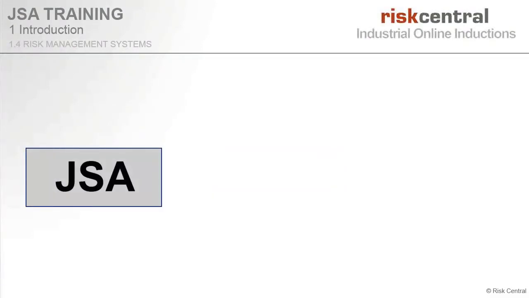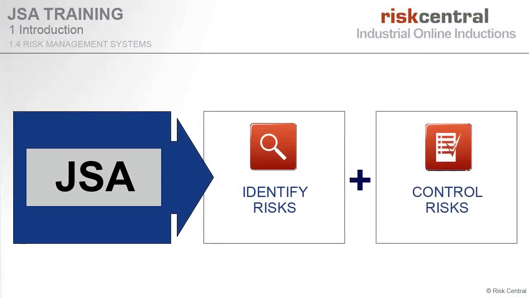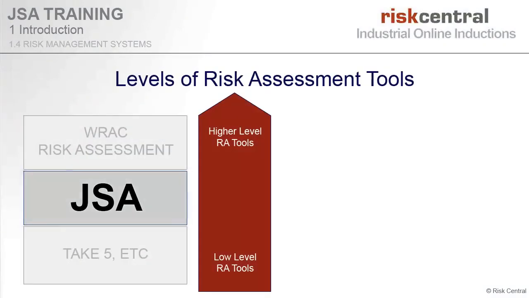A JSA is one of several risk assessment tools that help to identify and control risks. A JSA is a basic and low-level risk assessment tool and sits above the individual informal risk assessment or risk awareness tools such as Take 5, Stop and Think, Break for Safety, and SLAM, and below more complex risk assessment tools such as RAC and formal risk assessments.